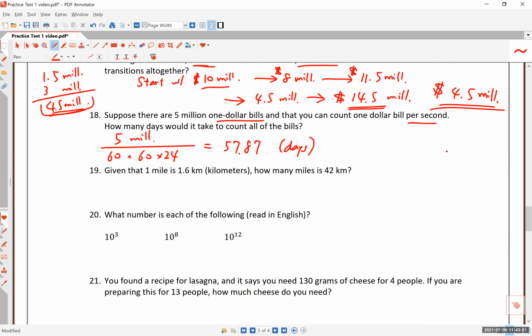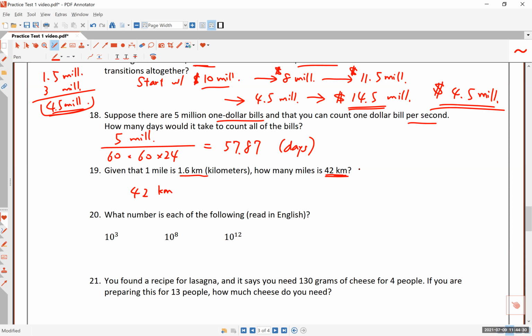Number 19, given that 1 mile is 1.6 kilometers, which is true, by the way, how many miles is 42 kilometers? If you're wondering why 42, it's because the answer to the question of the universe is 42. That's from Hitchhiker's Guide to the Galaxy. Actually, 42 kilometers is just about the distance of a marathon. So how many miles does a marathon runner run?